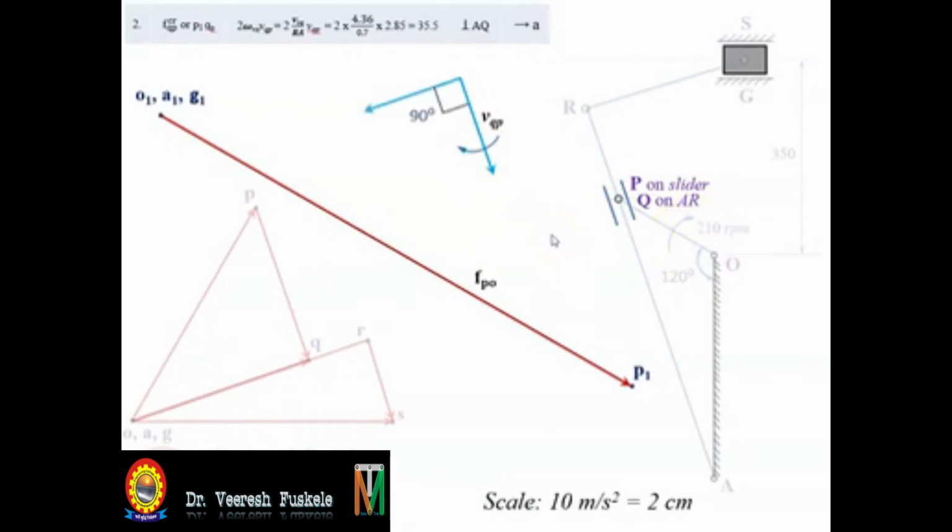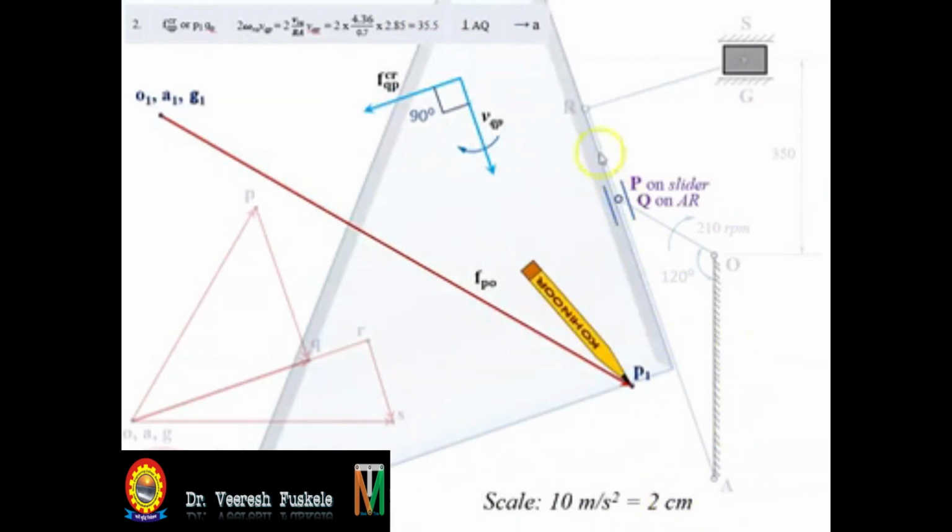After rotating in the clockwise direction at 90 degree, we get this as the direction of Coriolis component from right to left. So we will draw a vector from P1 from right to left of length 35.5 meter per second square taken to a proper scale with the use of a set square. We place the set square on the link AQ, and the other side will be on point P1, and we draw the vector P1 QP.